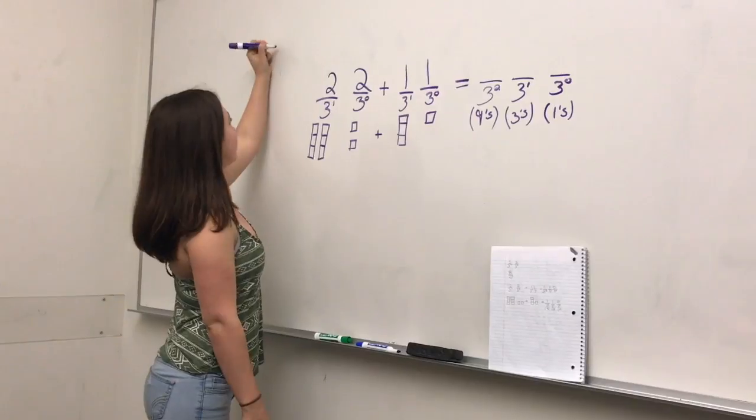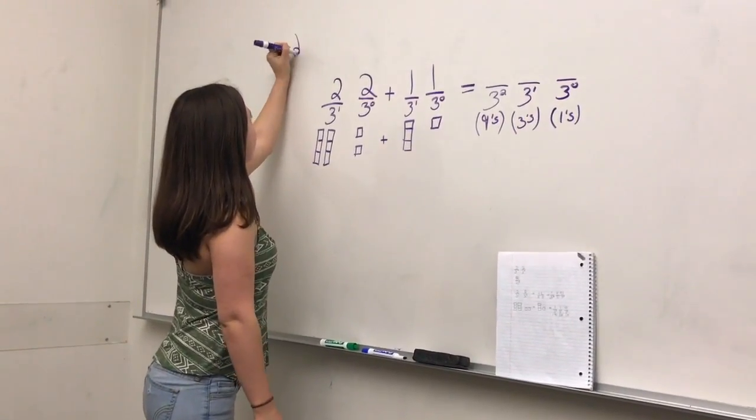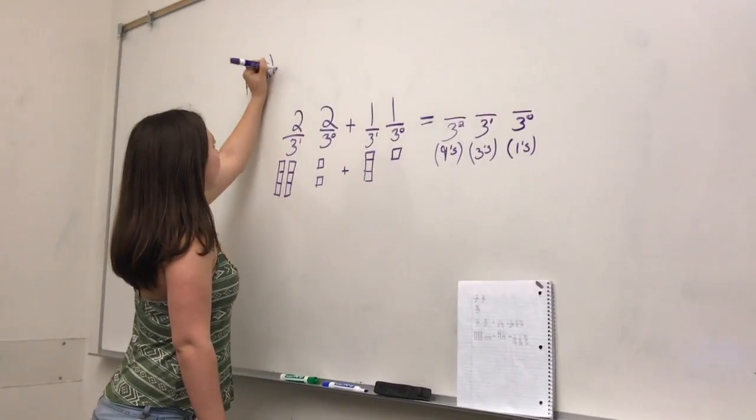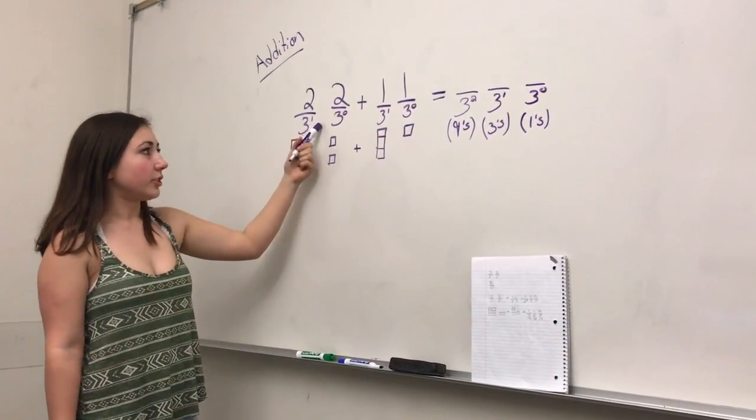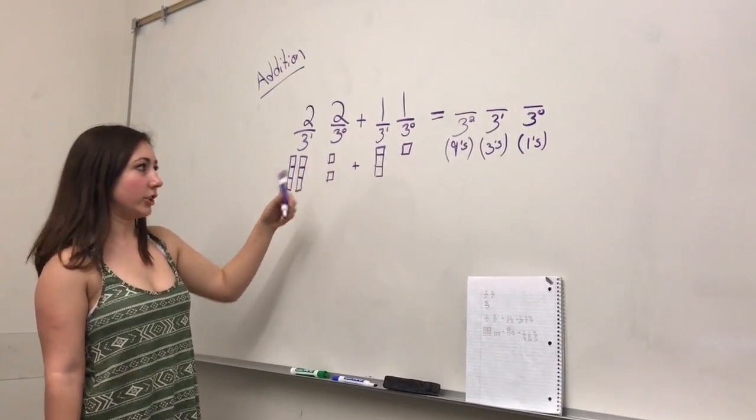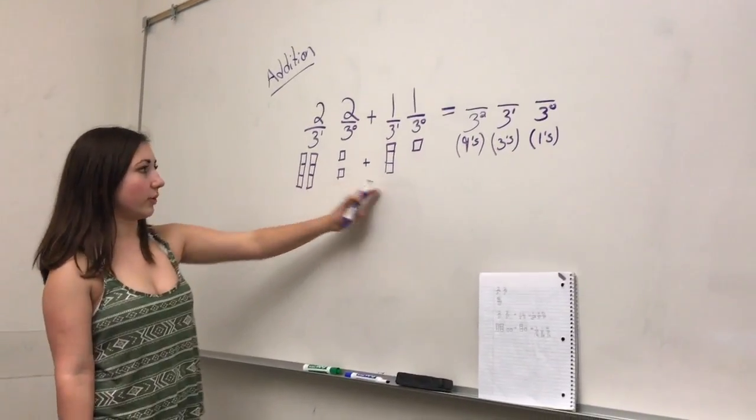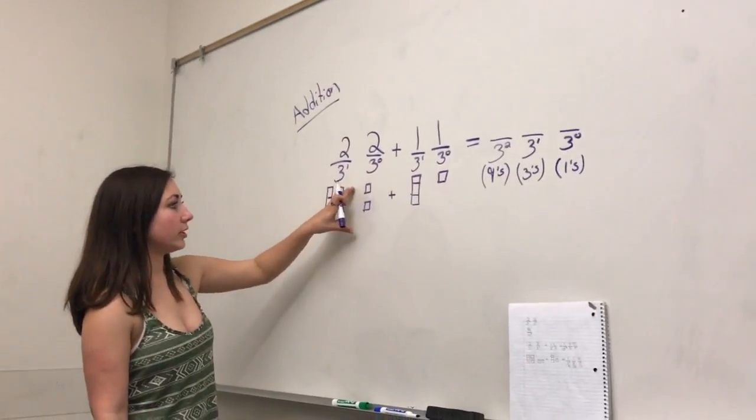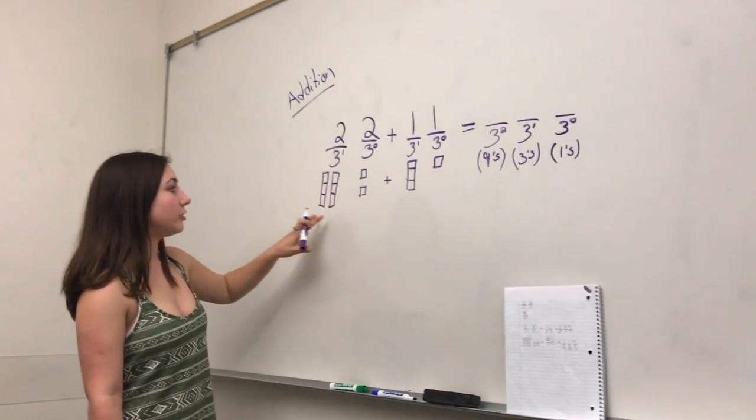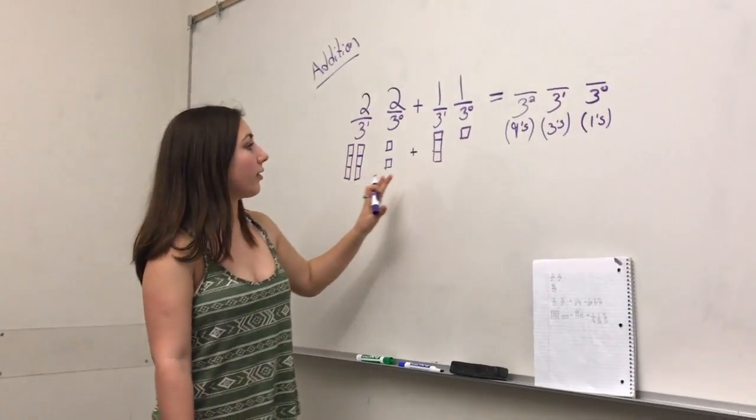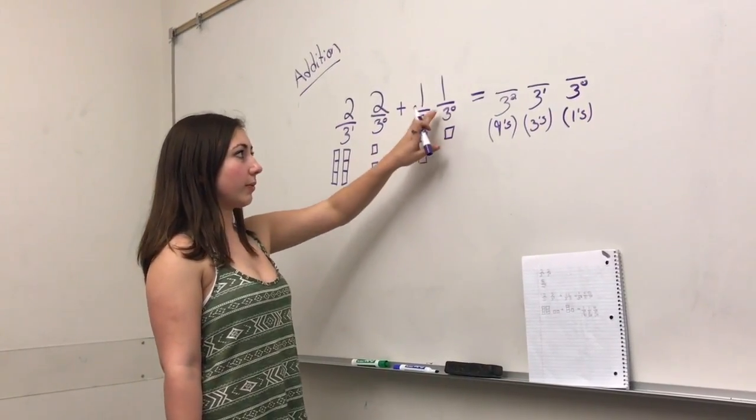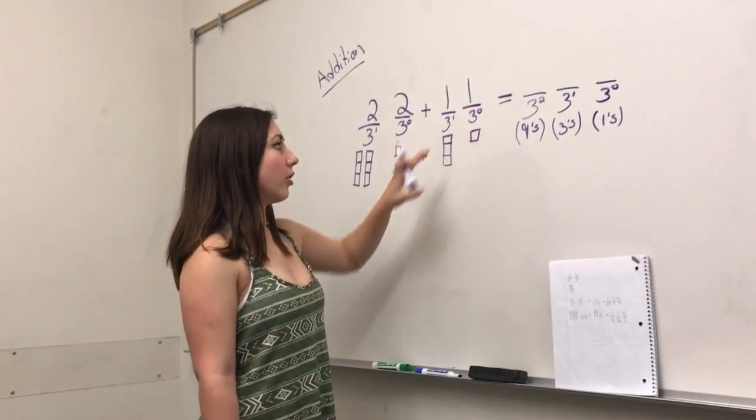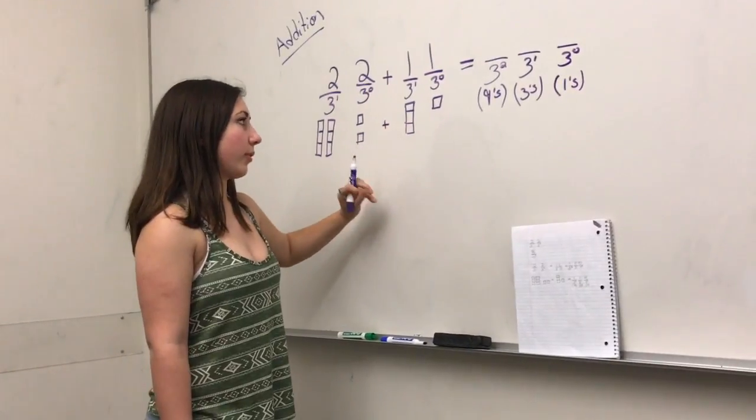Okay, so I'm going to be doing addition of base 3. I'm going to be adding 22 plus 11, base 3. I drew out what each one of these is. For 22, we have 2 singles and 2 rows of 3. And for 11, we have 1 single and 1 row of 3.